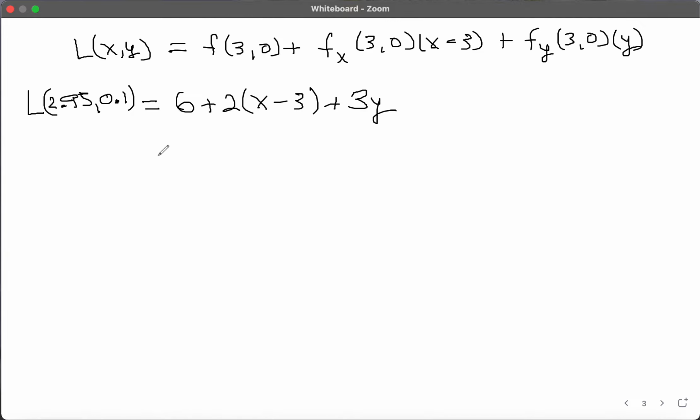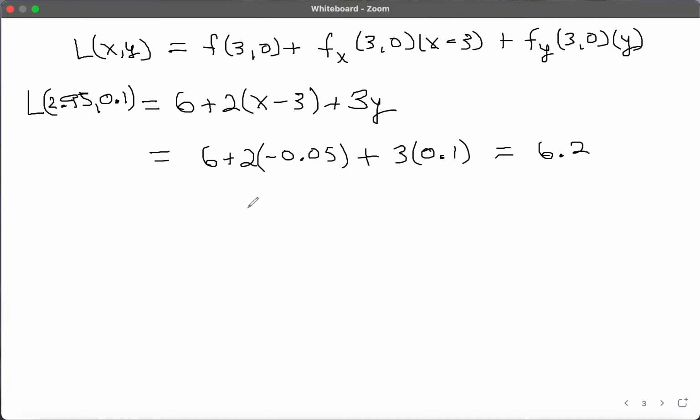So let's go ahead and plug this in. We're going to get 6 plus 2 times, and then 2.95 minus 3 is negative 0.05, plus 3 times 0.1. Cool. So this is going to be 6 minus 0.1 plus 0.3, or 6 plus 0.2, which is just going to leave us with 6.2. Now let's actually check how good our approximation was.